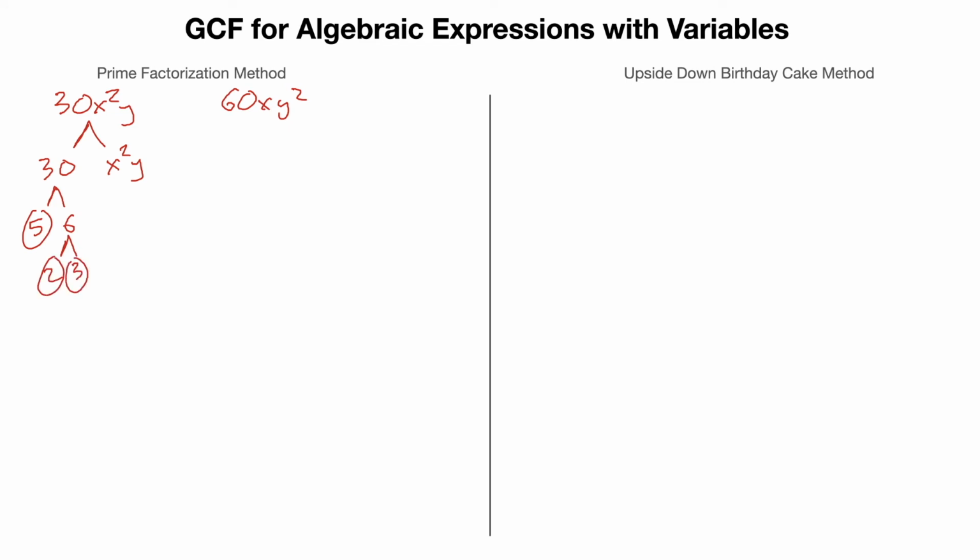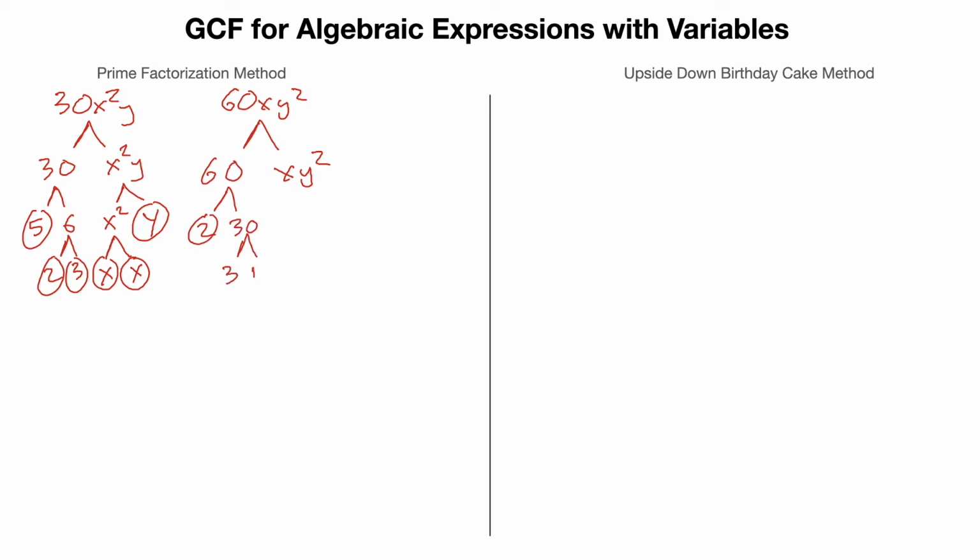For the variables, I'm going to be splitting it up. X squared y means x squared times y. So I'm going to do x squared times y. Now that y is by itself, so I can circle it. X squared means x times x, so I'm going to just put 1x here and 1x here. I'm going to do the same thing for 60xy squared.